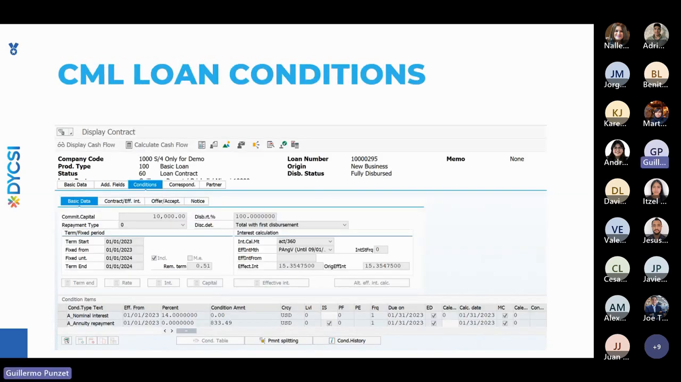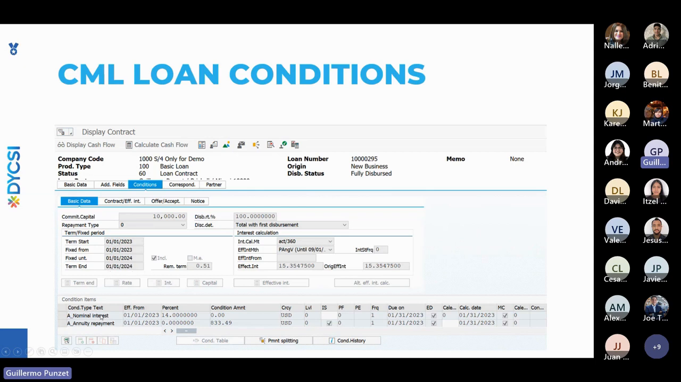So here we have a few screens from the system. Here you have pretty much all of the master data on the loan. You have a loan product. Loan product can have different behaviors and different conditions, of course. Here we have a loan amount, a commitment capital. We have the loan term, the term start and term end, the maturity date.